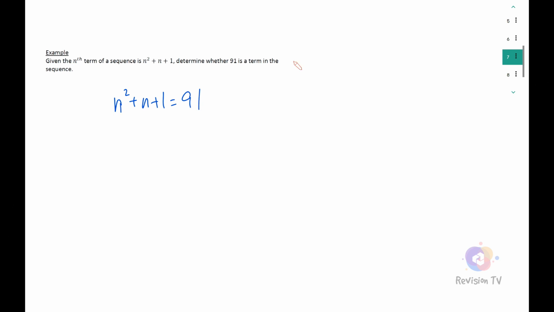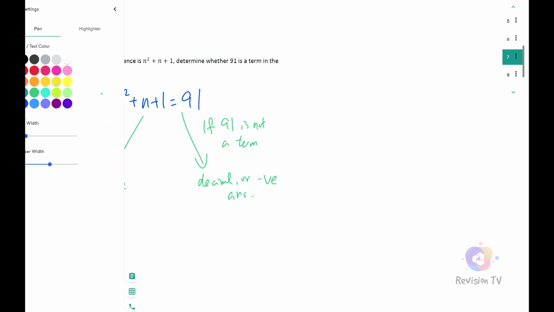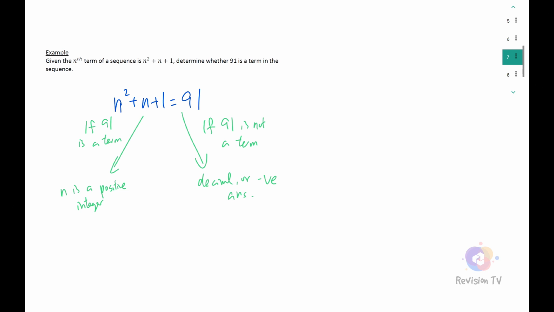Now what happens is, if 91 is a term, then n is a positive integer, so you get a positive whole number as an answer. If 91 is not a term, then you get a decimal or a negative answer. Okay, so this is what we're going to do. We're going to solve the quadratic equation.